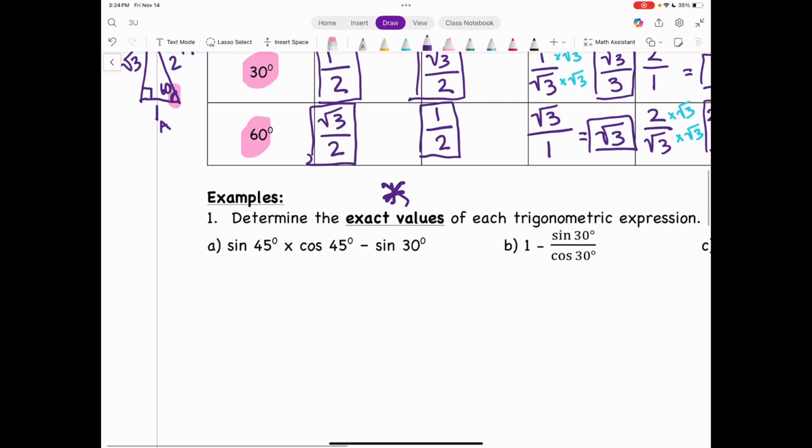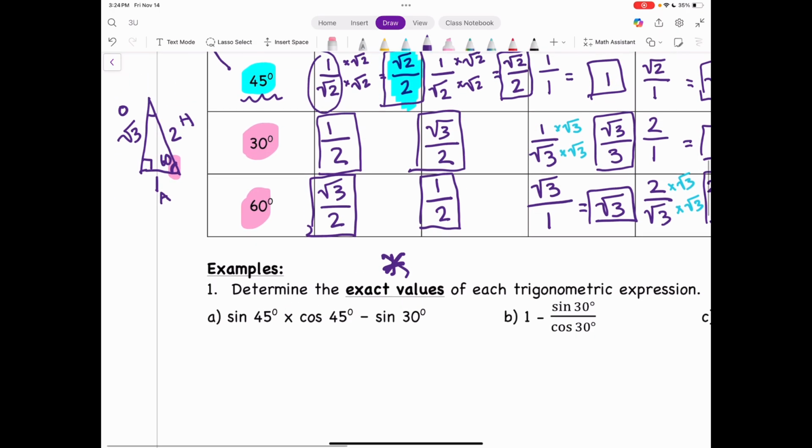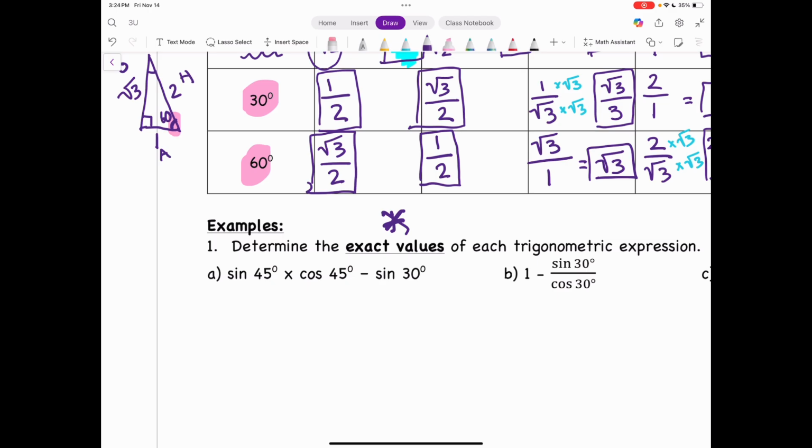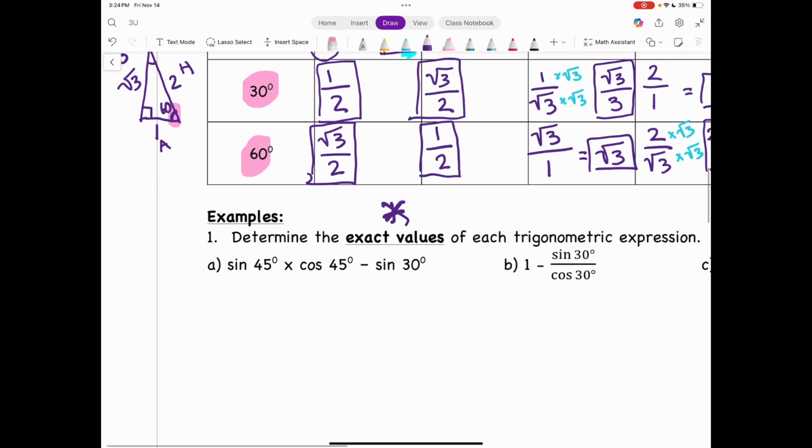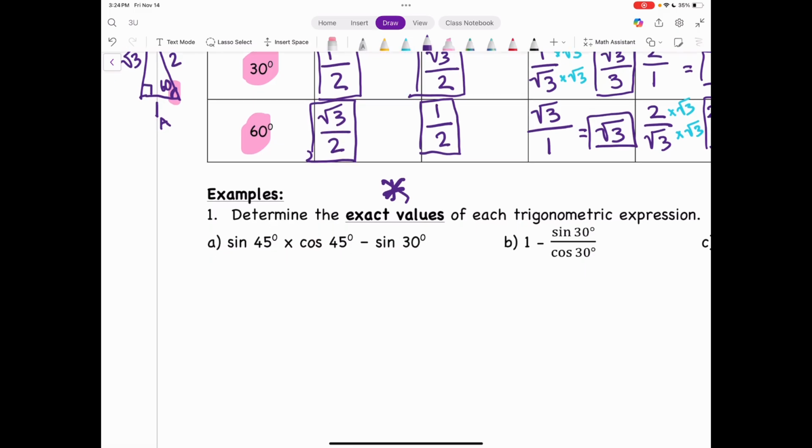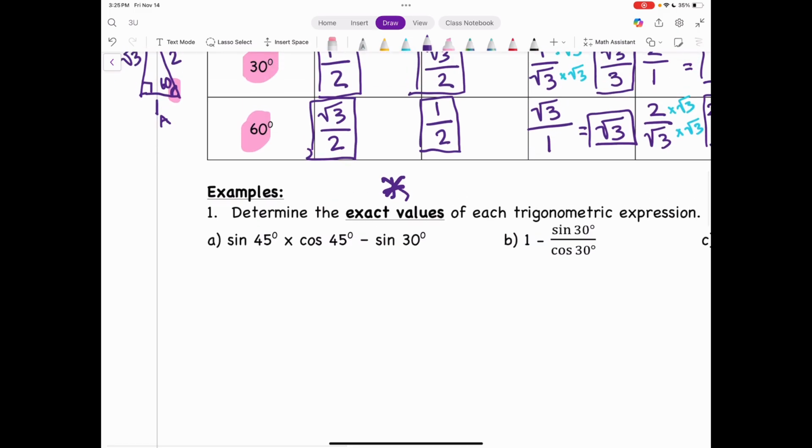The reason why these are useful is because they give us the exact values. It doesn't just give us decimals, it gives us the exact values for questions that ask for things like, what is sine at 45 times cosine at 45 minus sine at 30? Normally, and in the past, when we've answered questions like this, we just get a really long decimal. But now we can actually get an exact answer. The way that we'll solve a question like this is we need to figure out what the ratio of sine 45 is, what the ratio of cosine 45 is, and what the ratio of sine 30 is.